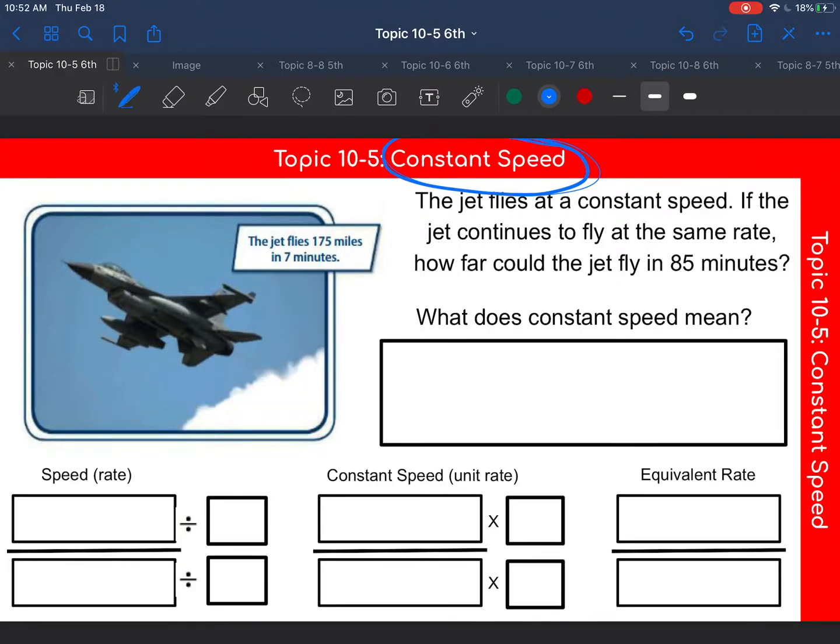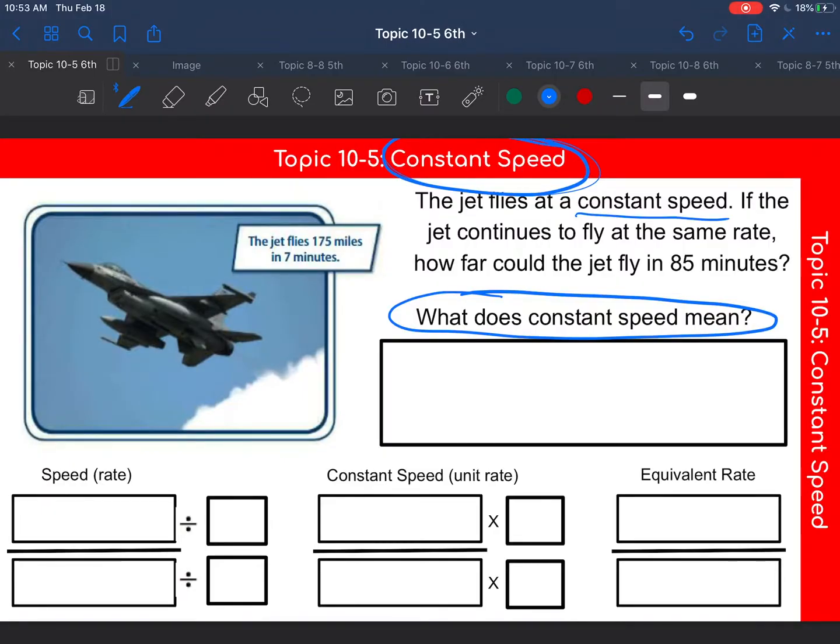So in this problem, it says the jet flies at a constant speed. If the jet continues to fly at the same rate, how far could the jet fly in 85 minutes? So the question which might have come to your mind is, what does constant speed mean? Constant means to be going at the same pace.